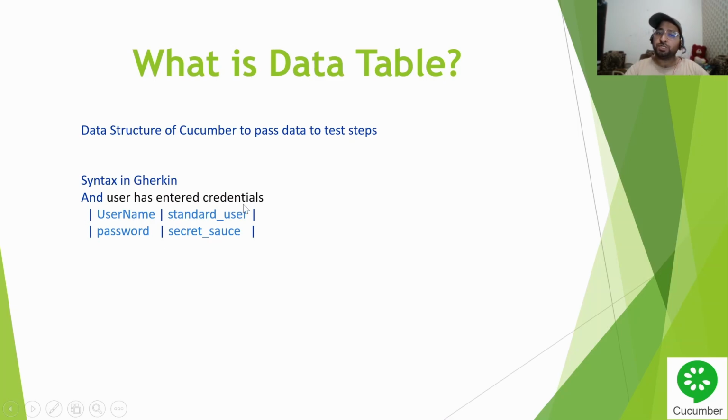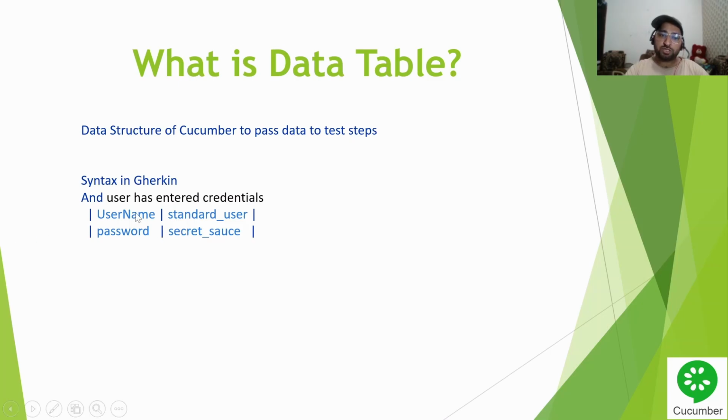Simply, whichever step we want to pass data to, we need to maintain the data in the form of pipes, right? If you take a look at this, this is a data table. The first column indicates the label, and the second column indicates the corresponding data. First row, first column is username, and first row, second column is the actual username data. Likewise, second row, first column is password, and second row, second column is secret sauce, which is the actual password. So this is how we create the data table.